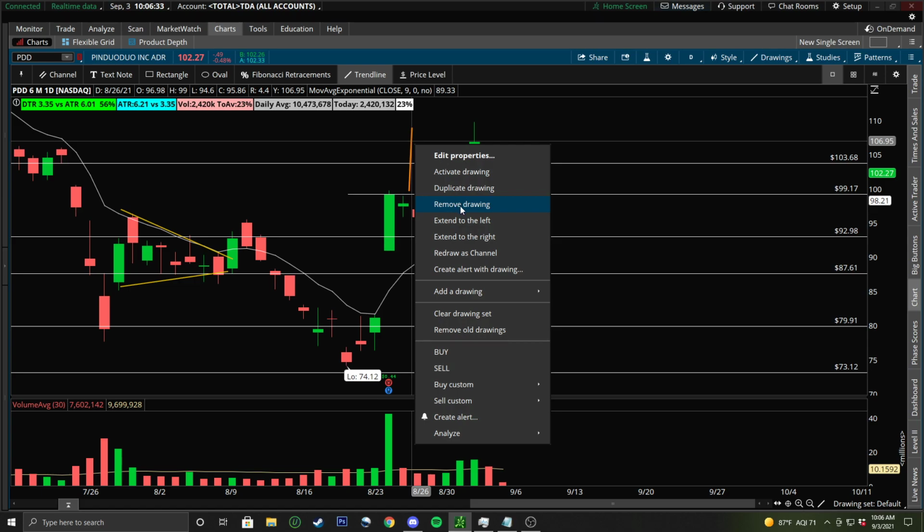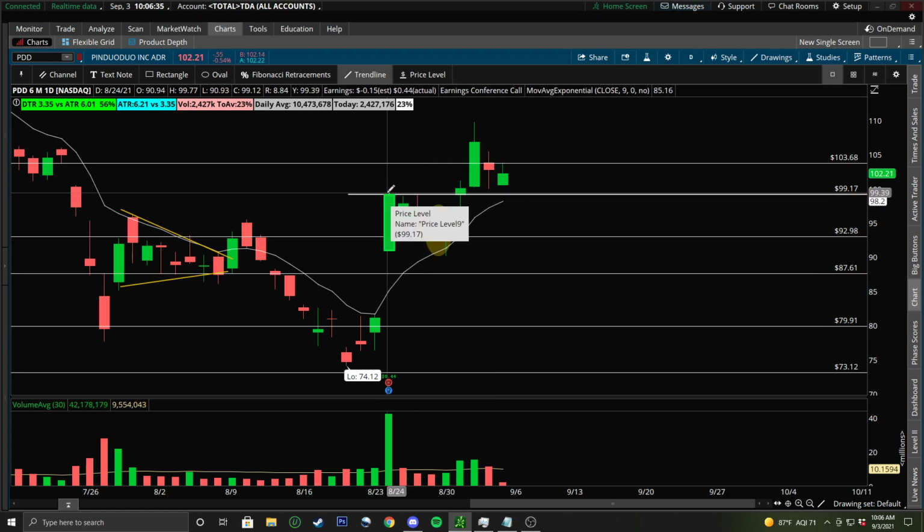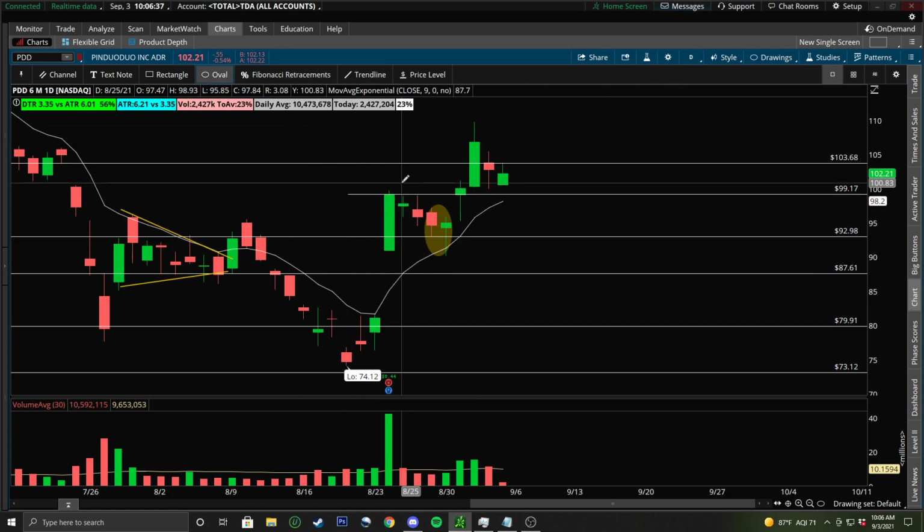No, I'm sticking to my rules. I'm going to stay disciplined. That moved up way too high. I know that that needs to slow down. Slowdown ends up happening. The entry was on this third candle.